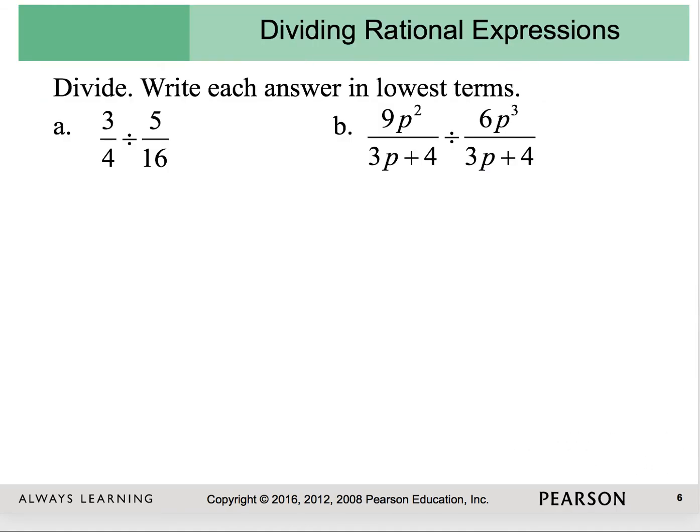Okay, so start nice and slow with just a couple of numbers. This is the same thing as 3/4 times 16/5. And now it's just like we were doing. That's all there is to dividing fractions, right? I see that the 4 and the 16 will simplify. So 3 times 4 is 12. 1 times 5 is 5.